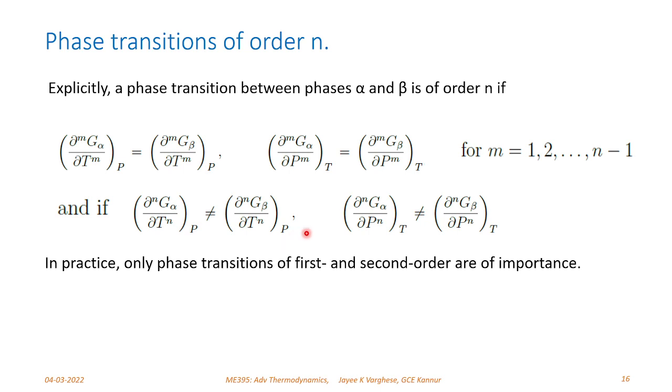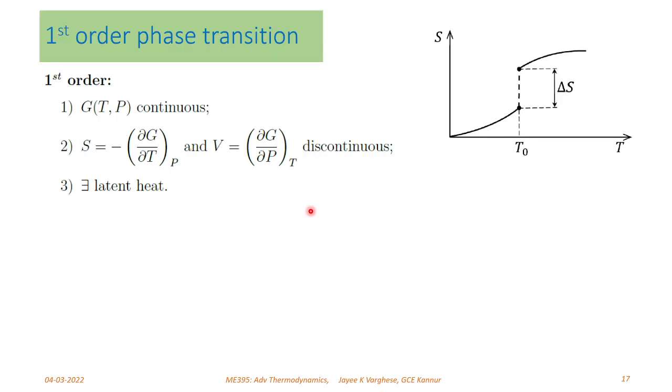So we will see this by an example. For example, let's see first order phase transition. In a first order phase transition, the Gibbs function, which is a function of temperature and pressure, will be continuous across a phase transition at a constant temperature. For example, this is melting.